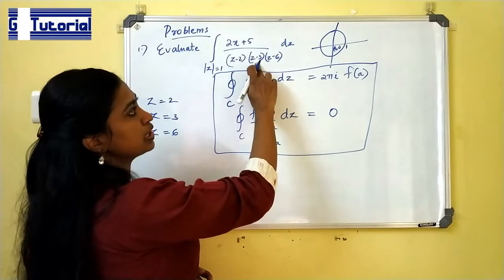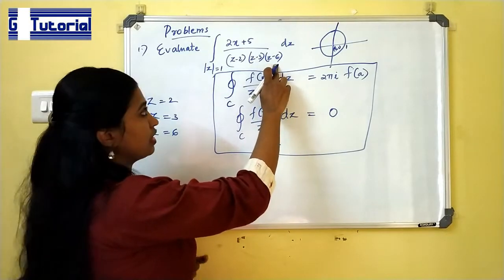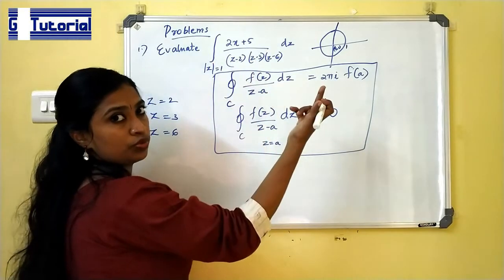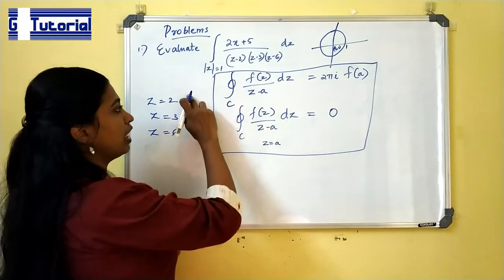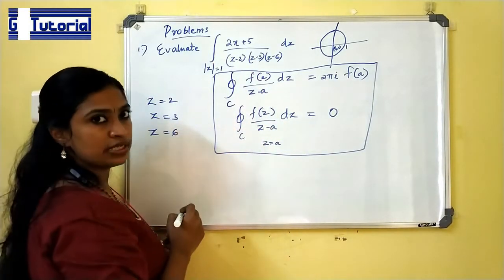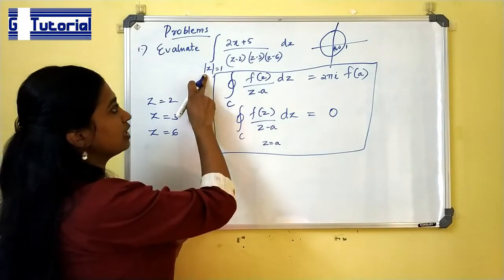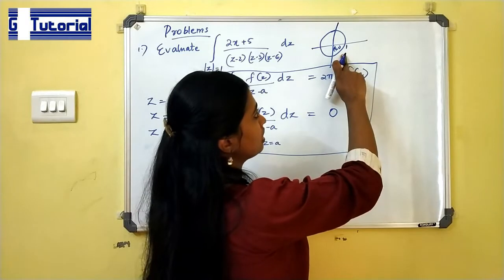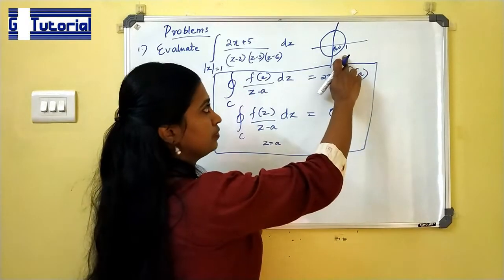The poles are z = 2, z = 3, z = 6. We get the poles by equating each of these terms to 0. I have obtained 2, 3 and 6 as the poles. The region of integration is mod z = 1, and we have plotted that.